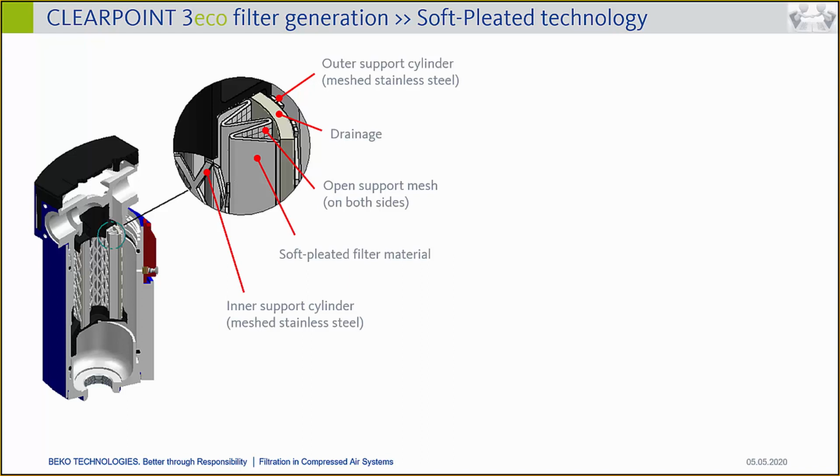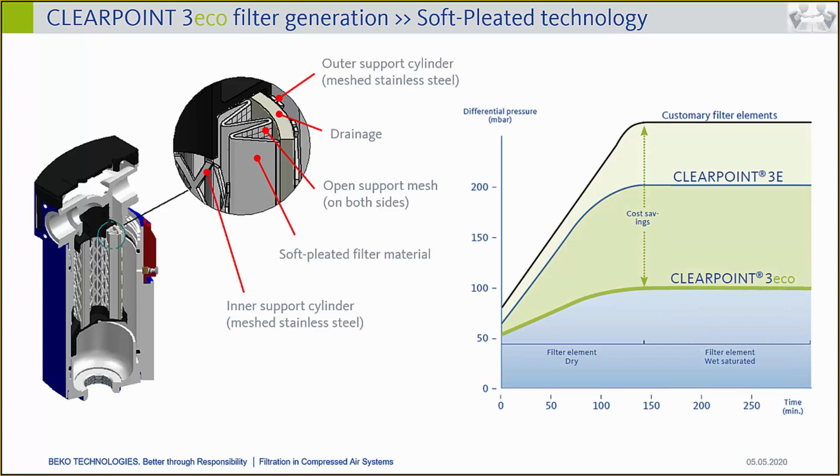All these properties of the filter element also lead to a good differential pressure result. We have here again a graph comparing the old version of the filter media, the CLEARPOINT 3E, which a few years ago was substituted by the CLEARPOINT 3 Eco, and we have an increase in energy saving due to lower pressure drop with the new filtration series.